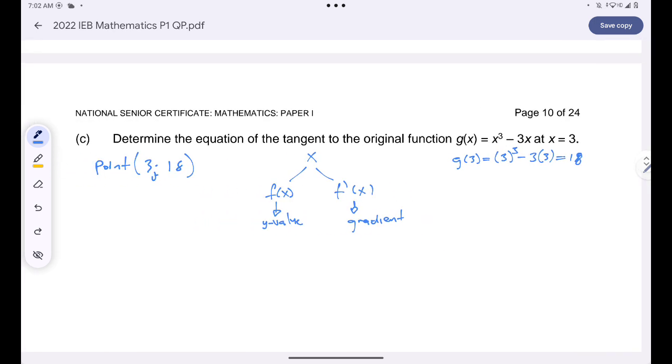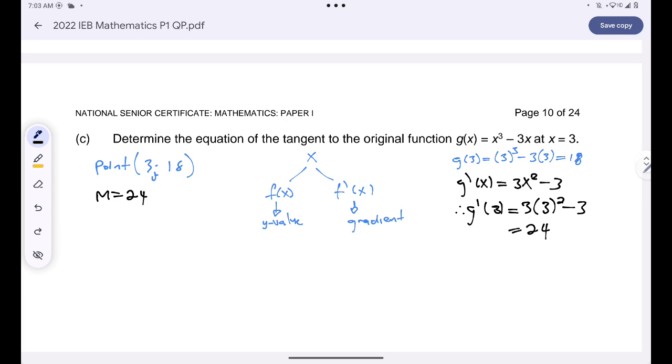I just need to find the gradient when x is 3. g prime of x is equal to 3x squared minus 3. So therefore g prime of 3 will give me the gradient of the tangent at x is equal to 3. So this is 3 multiplied by 3 squared minus 3, that's 24. So my point is 3 and 18 and my gradient is 24. So I do have the point and the gradient.